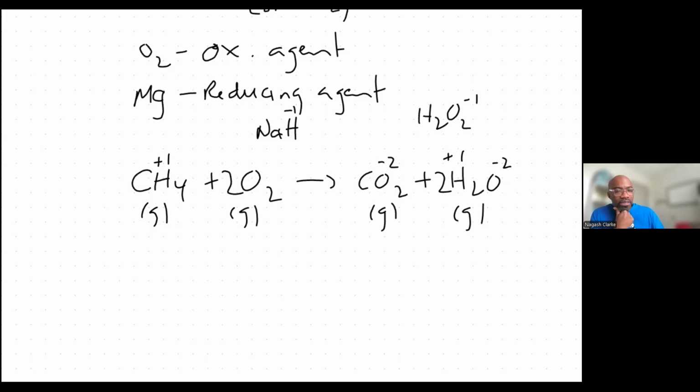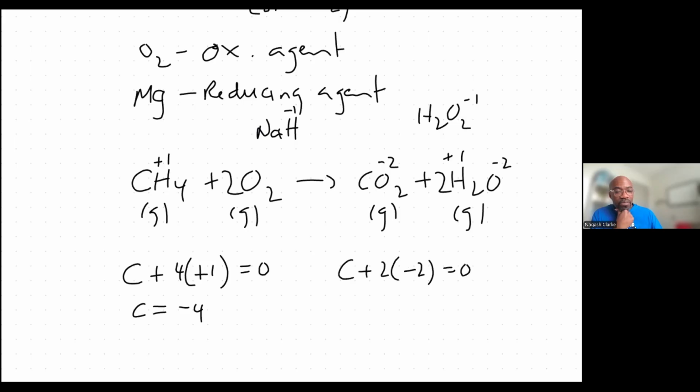Now, carbon can be all over the place, so we can actually solve for the oxidation number. So in a neutral compound, the sum of the oxidation numbers will always be 0. So we can just do some algebra. C plus 4 times +1 equals 0. So C is -4. In carbon dioxide, C plus 2 times -2 is equal to 0. C is equal to +4.